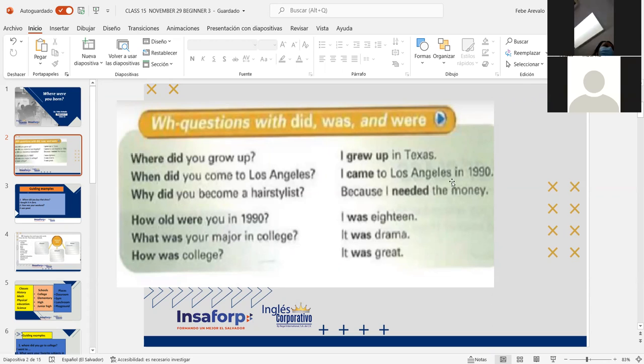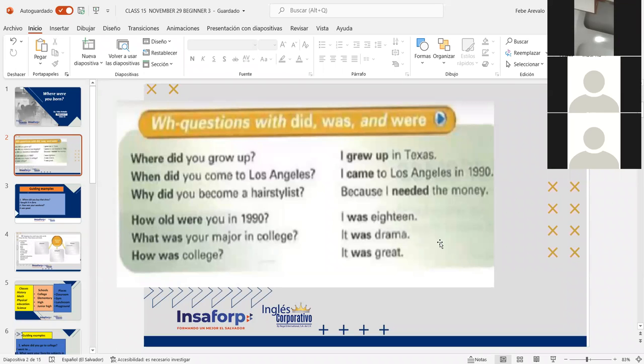Yo le pregunto y usted contesta con estos que están aquí. Okay, miss. So where did you grow up, Natalia? I grew up in Texas. Ah, when did you come to Los Angeles? I came to Los Angeles in 1990. Why did you become a hairstylist?